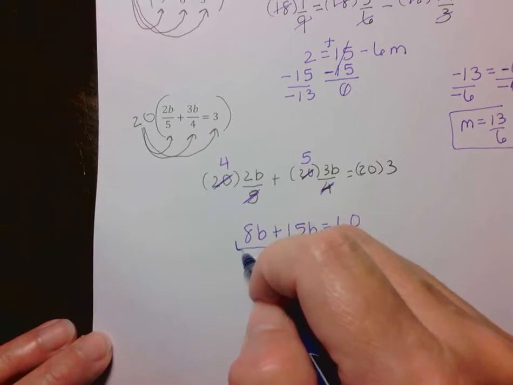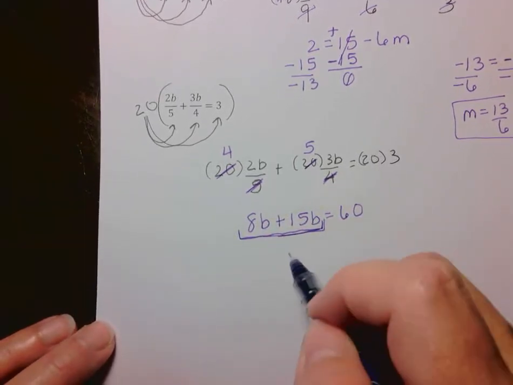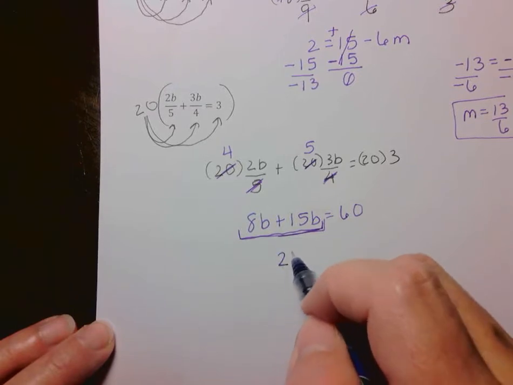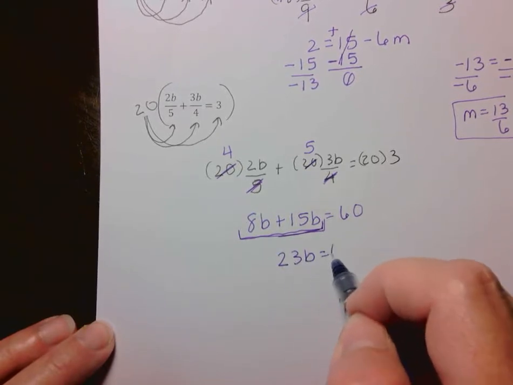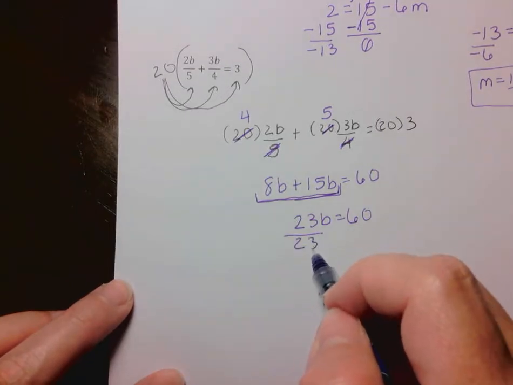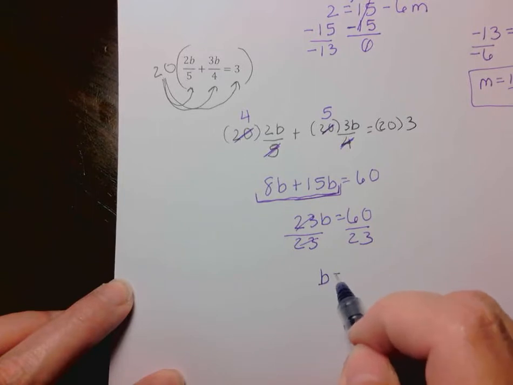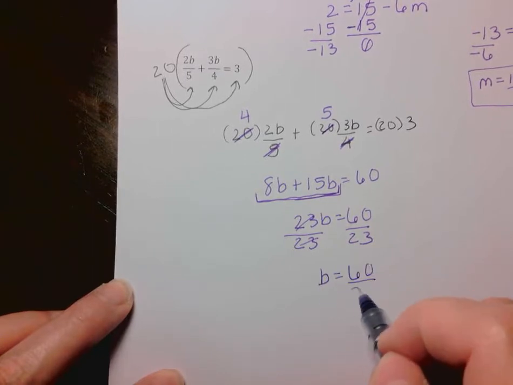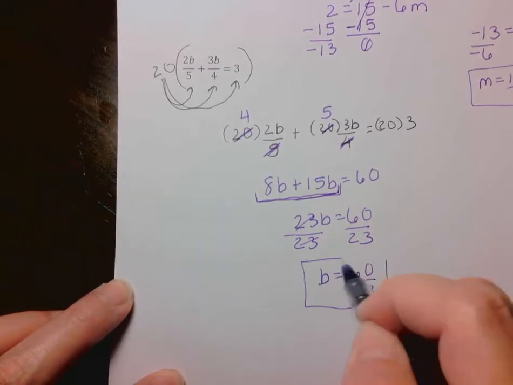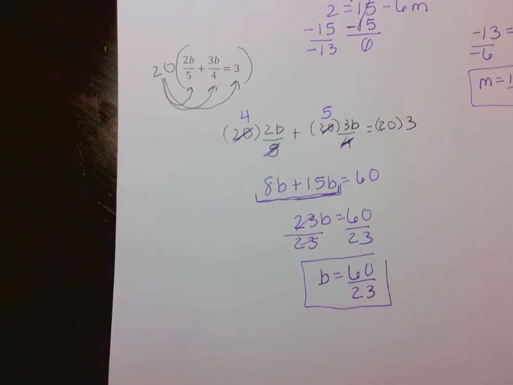I'm going to combine everything that's on the same side of the equality symbol. And then I'm going to divide both sides by 23. And I don't think this can reduce, so this is your answer. And leave it as a reduced improper fraction. And again, if you got it wrong, pause the video and redo it. And if you need to rewind it and watch it again, do so.